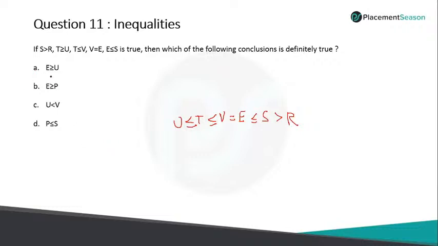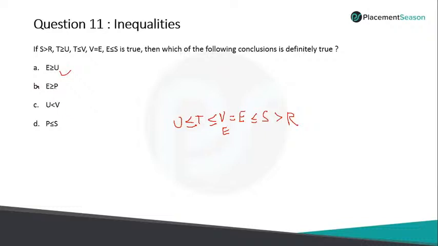Now we'll see the options. E is greater than or equal to U. So E and U, this is the comparison. Right? V is equal to E, so we can replace E here instead of V. Now compare. E is greater than or equal to T, and T is greater than or equal to U. So obviously E will be greater than or equal to U, which is right.